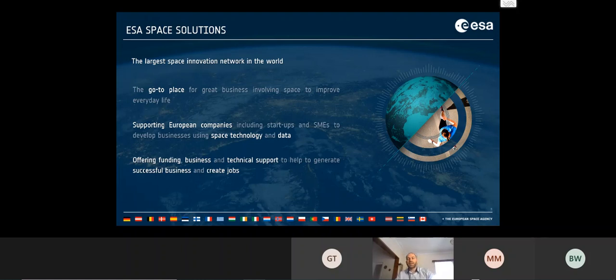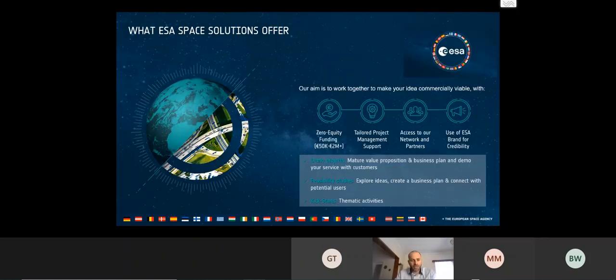So on this slide, I would like to share some information with you in regards to the benefits the Space Solutions program offers to the participants. So to start with, participants can benefit from zero equity funding, which could range from 50K up to 2+ million. And of course, the difference in the funding depends on the type of the activity. Then participants can benefit from tailored project management support, as well as technical and commercial guidance. They can get access to ESA's network of partners, and of course they can use ESA's brand in order to gain credibility and visibility.